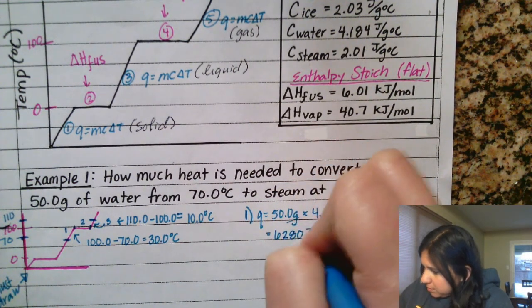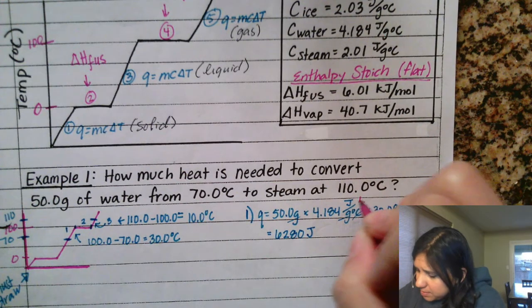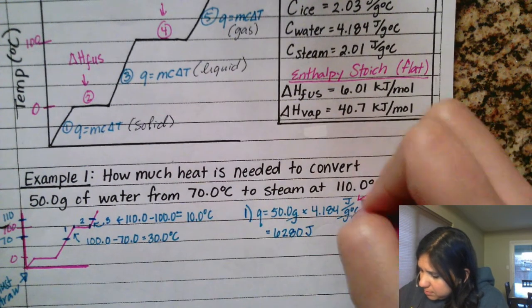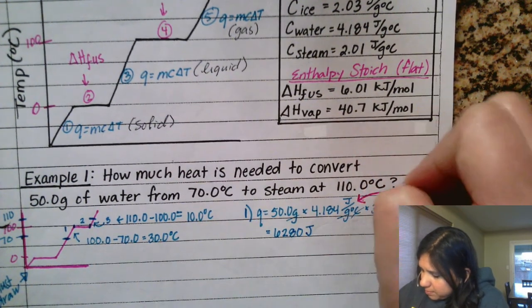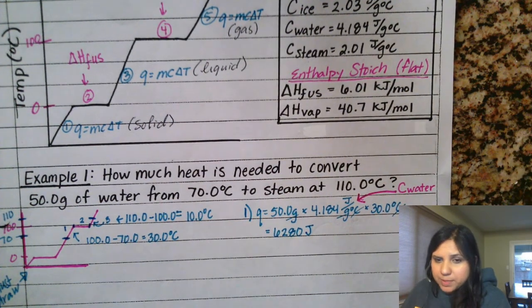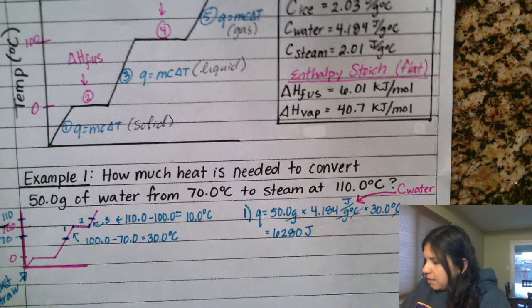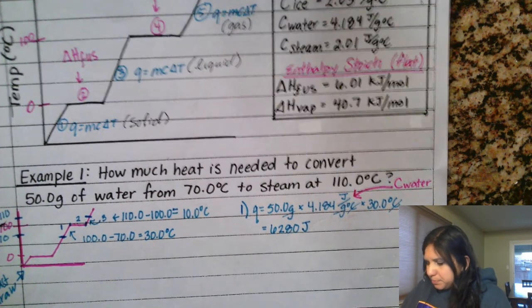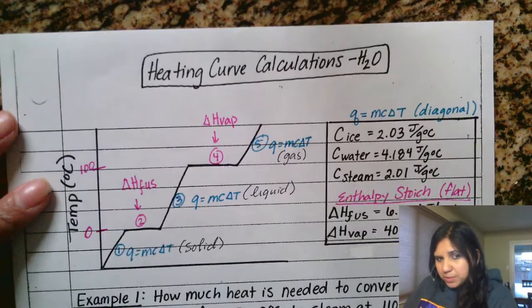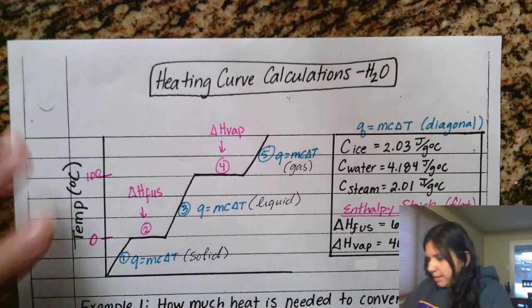and I get Q is equal to 6,280 joules. I'm going to make a note that this specific heat I used here is C for water. Okay, because it was in the liquid state, it was in this segment right here in the middle. Another thing that I want you to do is I want you to make a note that when you have joules, you're going to convert those into kilojoules, and you'll see why.